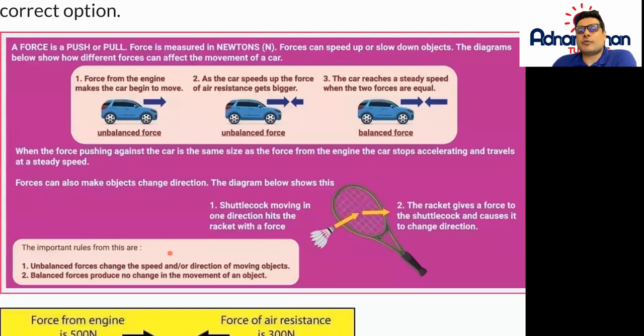So the important rules from this are, number one, unbalanced forces change the speed or direction of moving objects. And number two, balanced forces produce no change in the movement of a particular object. Okay, so here it's all about force and movement and whether a particular object is unbalanced or balanced.